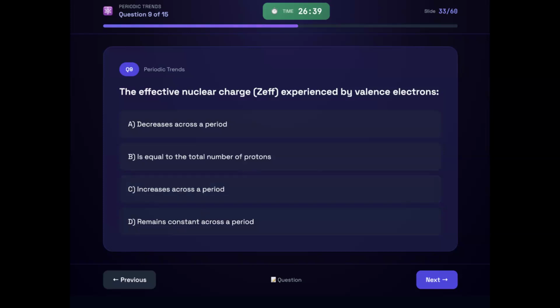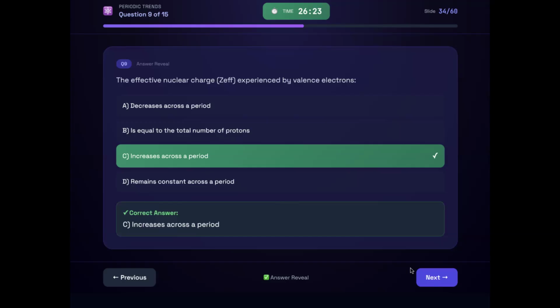So the same question again: the effective nuclear charge experienced by valence electrons across a period — does it decrease, is it equal to the total number of protons, does it increase across the period, or does it remain constant? What is the ZEF, the effective nuclear charge? The answer is that it increases across the period.